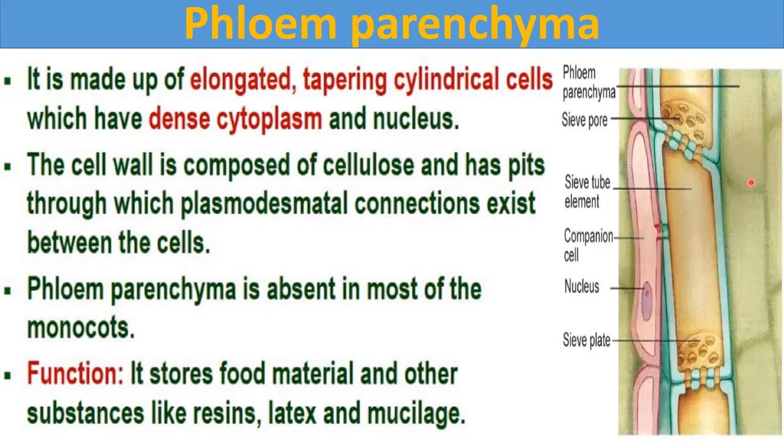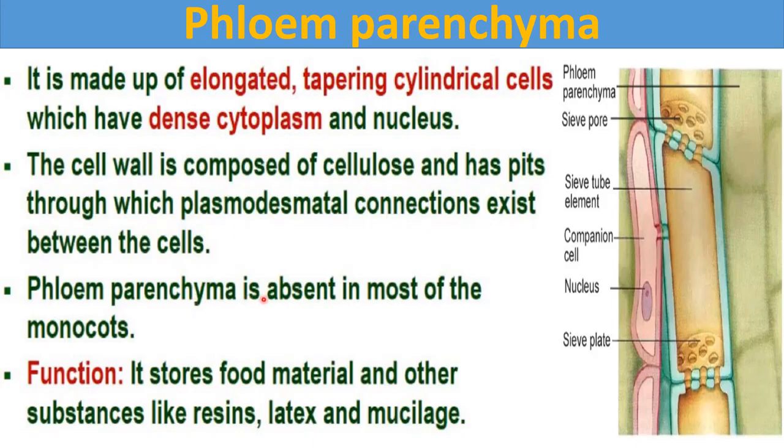There are different types of connections between the walls of cells to connect the cells with each other, like gap junctions and plasmodesmatal connections. You will study about these connections later on in 11th class only. So plasmodesmatal connections are present to connect the cells with each other.